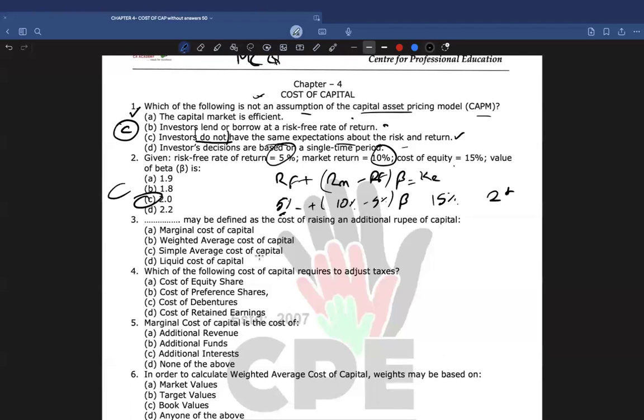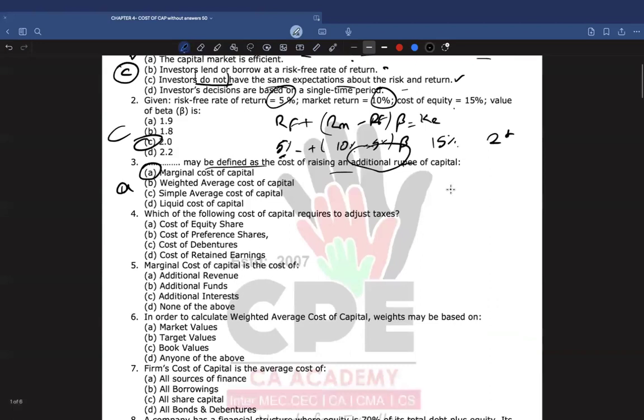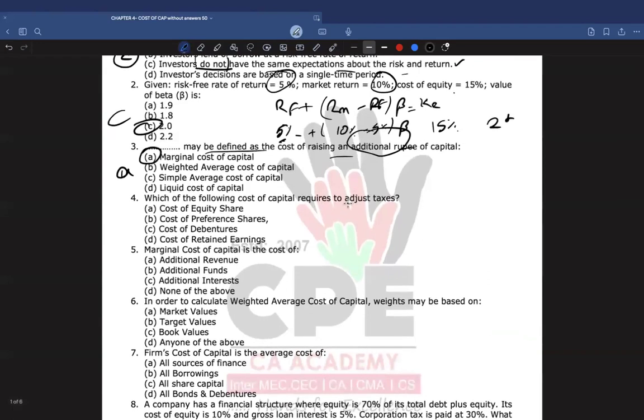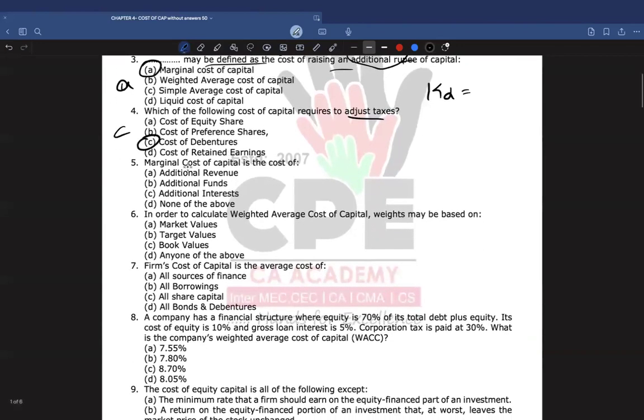So just normal solution. Dash may be defined as the cost of raising additional rupee of capital. So anything additional is supposed to be marginal cost of capital. So my answer will be A. Which of the following cost of capital requires to adjust taxes? Taxation అప్పుడు కూడా మనం కేడీ కట్టేటప్పుడు తీసుకున్నాం, అదర్వైజ్ అక్కర్లేదు. అండ్ తెలుసు ఇంట్రెస్ట్ ట్యాక్స్ షెల్టర్ ఉంటుందని. సో కాస్ట్ ఆఫ్ డిబెంచర్స్. సో ఆన్సర్ ఇస్ సి. మార్జినల్ కాస్ట్ ఆఫ్ క్యాపిటల్ ఇస్ ద కాస్ట్ ఆఫ్ అడిషనల్ రెవెన్యూ కాదు, అడిషనల్ ఫండ్స్, రైట్? సో టు రేజ్ అడిషనల్ ఫండ్స్, వాట్ ఈస్ ద కాస్ట్ బీయింగ్ ఇక్కడ, అది మార్జినల్ కాస్ట్.